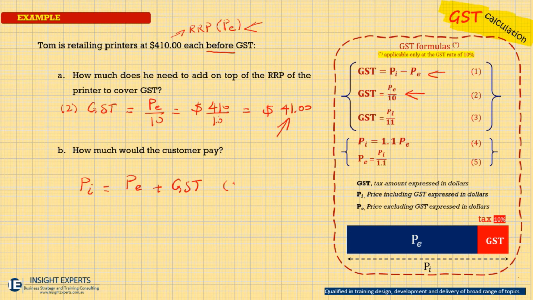Or you can actually do it also from equation number 4, PI equals 1.1 times PE. It's $451, which is what the customer would have to pay in total.